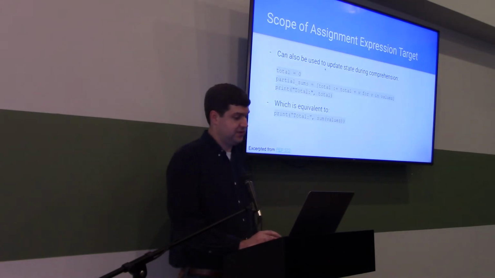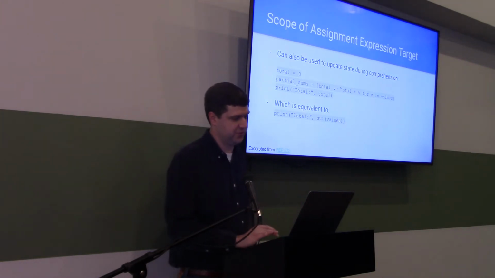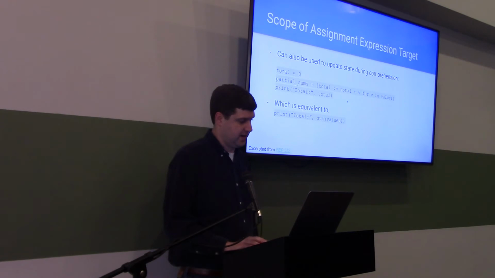You can also use it to update state during comprehension. Here we're doing a running total for all the values. We run through that and we're incrementing over it. This example was in the PEP and I was a little confused, because you can do the same thing with just the sum function, but I figured they're just showing us that you can keep track of a mutable state as you're going through a list.